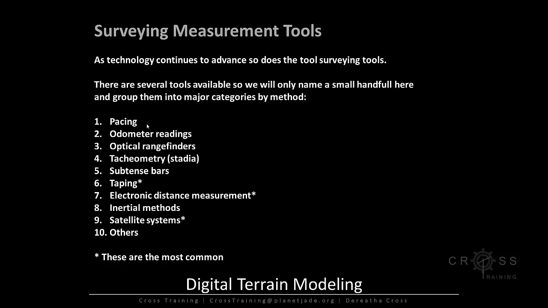So we have pacing, which is just walking and counting, odometer readings, optical rangefinders, which are also used in LiDAR data collection, tachymetry, which is stadia, subtense bars, taping, electronic distance measurement, inertial methods, which are also used in LiDAR collection, satellite systems, and then other methods. The ones I put an asterisk next to are the most common methods that you're going to encounter.